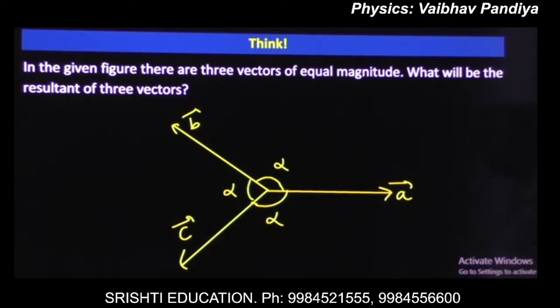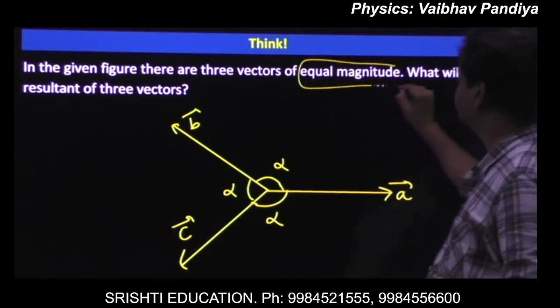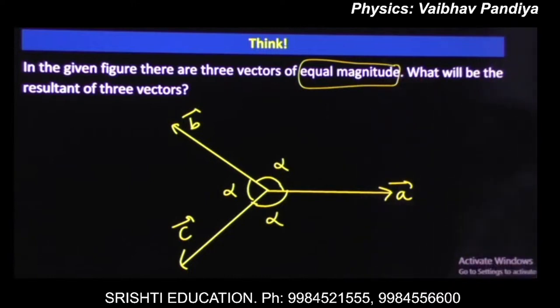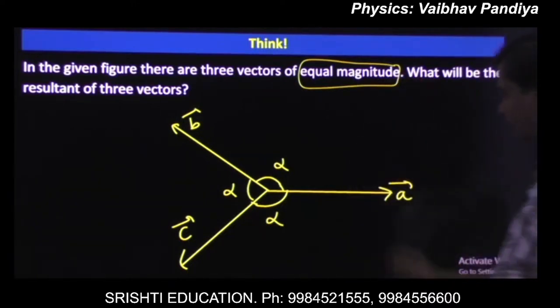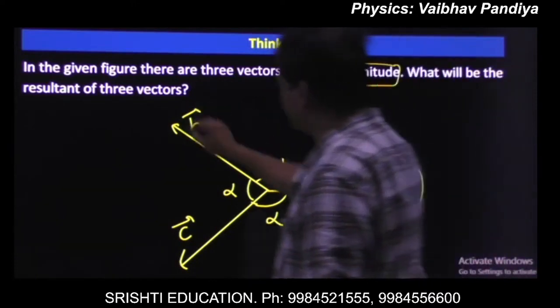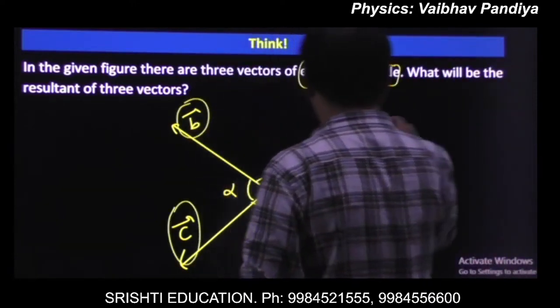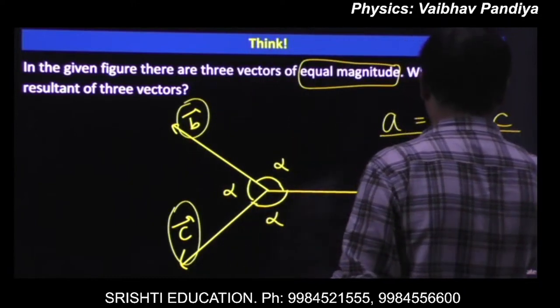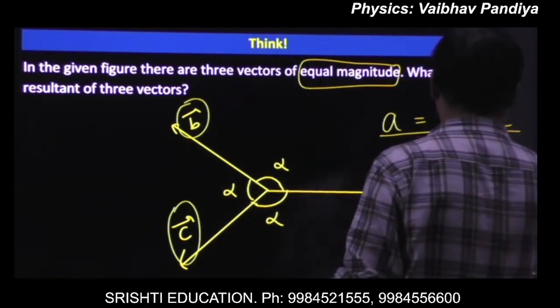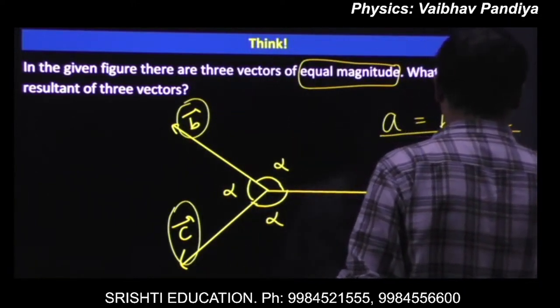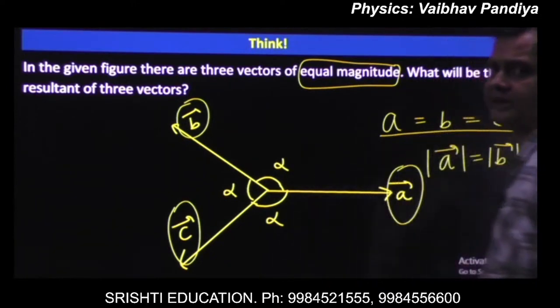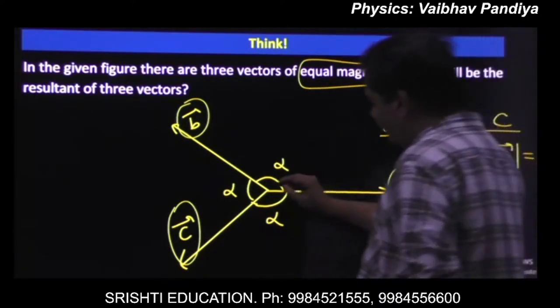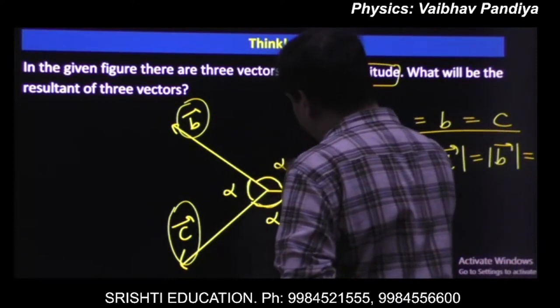See, in the given figure, there are 3 vectors of equal magnitude. What will be the resultant of the 3 vectors? Now you can see we have vector A, vector B, and vector C, and it is given they have the same magnitude, which can be written as modulus of vector A equals modulus of vector B equals modulus of vector C. And you can see all these 3 angles are equal: alpha, alpha, alpha.